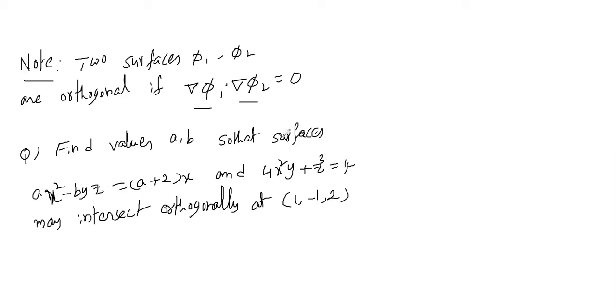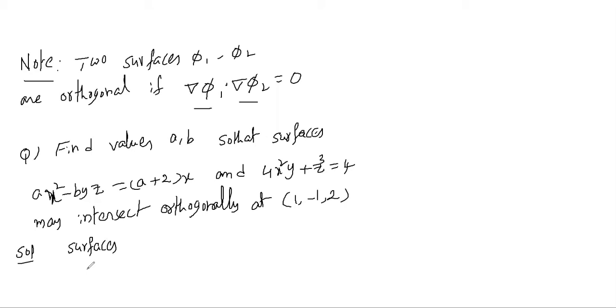Okay, find the values of a, b so that the surfaces intersect orthogonally. That means by this point you get the idea that you have to take del pi 1 and del pi 2, and their dot product is 0. Using this dot product being 0, you have to find the values of a and b. Okay. So now, solution.